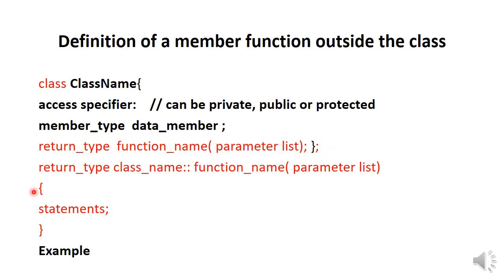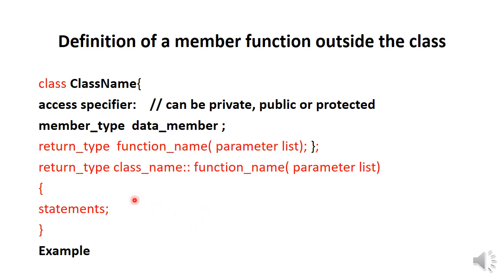So outside the class, to define a member function, we have to use the return type of the member function, which is followed by the class name, and the class name is followed by the scope resolution operator. After the scope resolution operator we have the function name and the list of parameters of this member function, and immediately the body of our member function, including the statements, because a function, by definition, in computer programming, is a group of statements which are executed in order to perform a specific task.